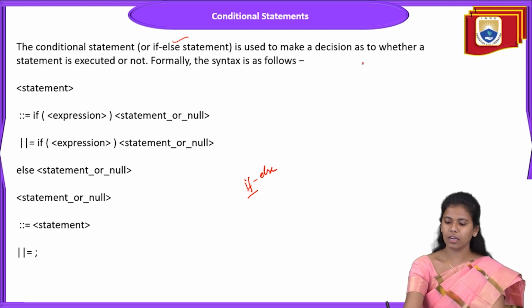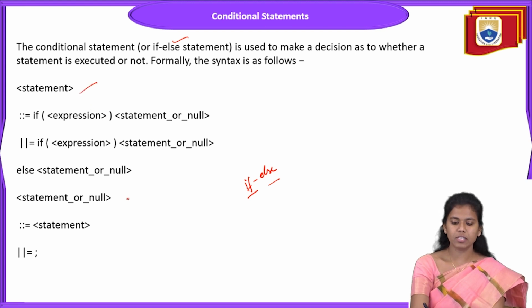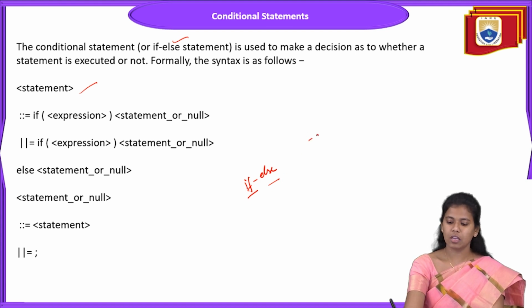This is used to make a decision as to whether a statement is executed or not. So the conditional statement is nothing but the if-else statement, and it helps us make a decision. In order to make some decision, usually we follow these conditional statements. Here in this particular statement, equals to is the assignment operator; in the previous classes we had discussed, when it comes to the expression, this is a logical operator, and equals to is the assignment operator.